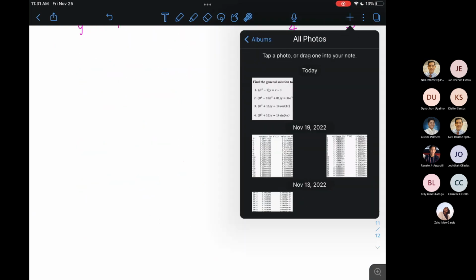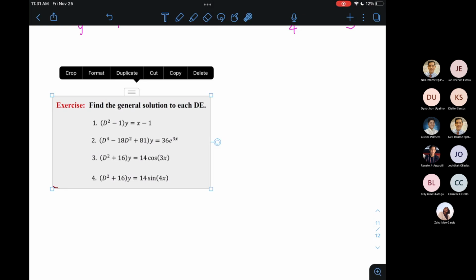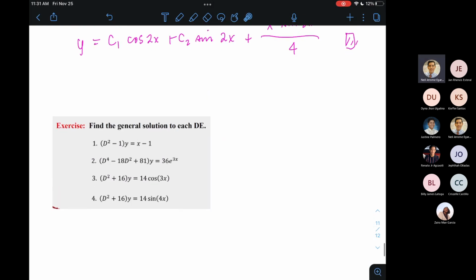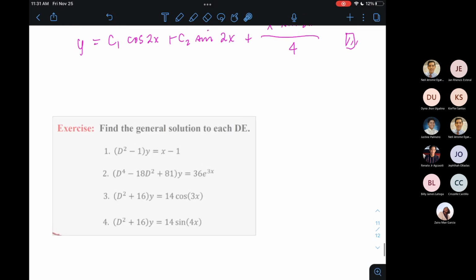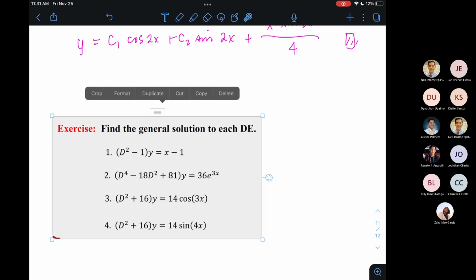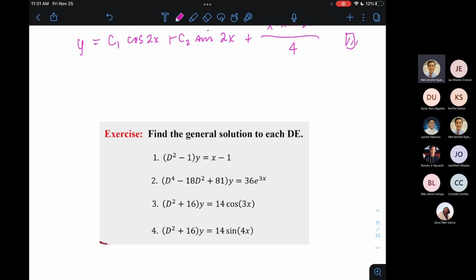Okay? Now, there are two more examples in the module, so kindly check them out. But I want you to try to answer the following. Pwera yung number 1. Wag na yung number 1. So choose one. I think this is homework 12. Choose one lang from 2, 3, and 4.